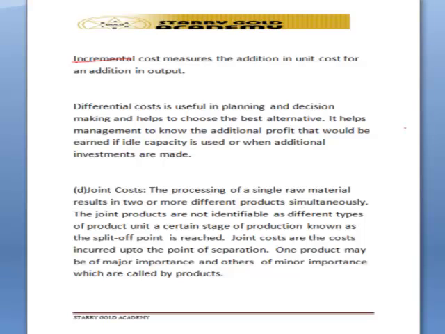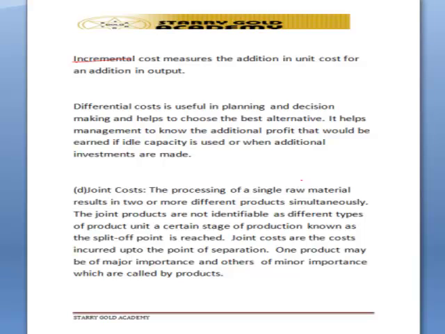Another cost under analytical purpose is what we call incremental cost. Incremental cost measures the addition in unit cost for an additional unit of output. That is what we mean by incremental cost. So this is also another form of differential cost.